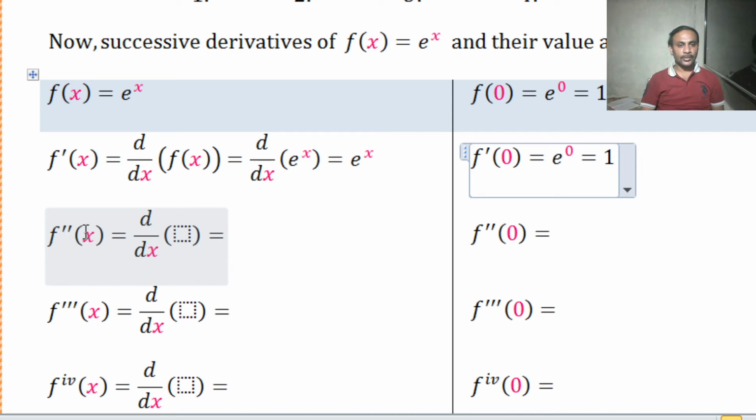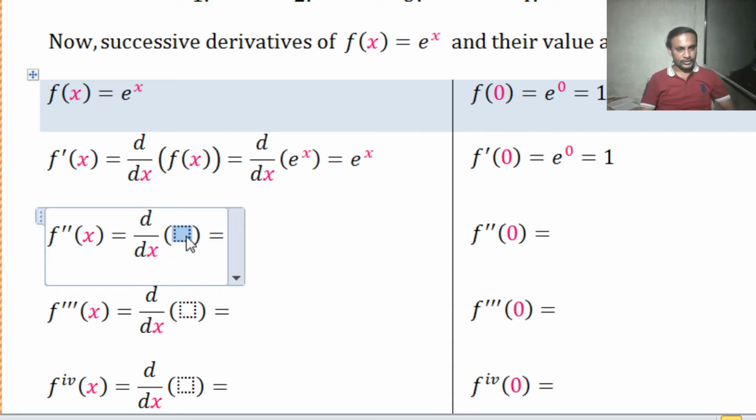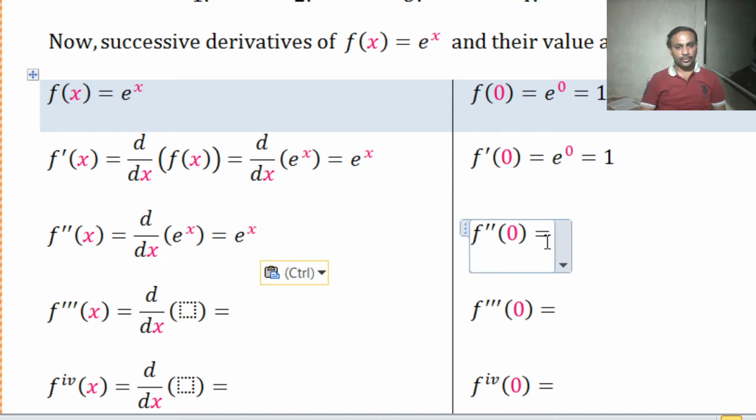Now here f double dash of x means dy dx of this f dash of x, but this f dash of x is e raised to x, means dy dx of e raised to x, but again derivative of e raised to x is e raised to x, and from this we are finding the value of f double dash at x is equal to 0. So we are putting here x is equal to 0, but e raised to 0 is again 1.